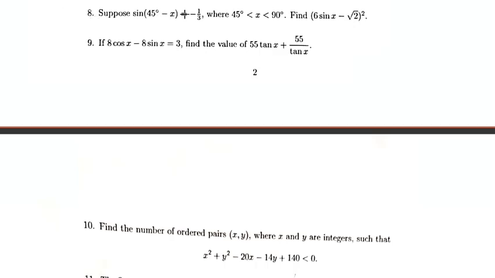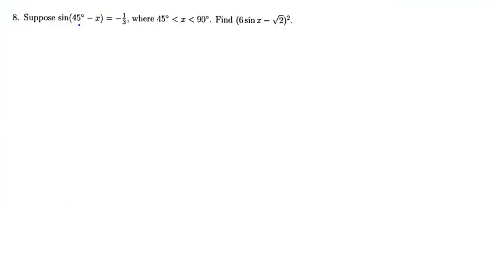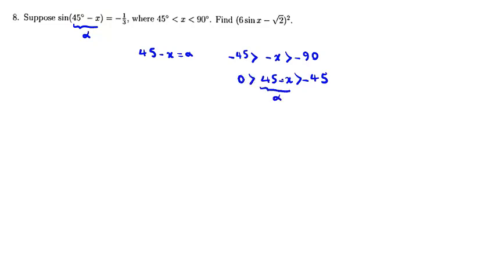Suppose sine of (45 minus x) equals negative 1/3, where x is greater than 45 degrees and less than 90 degrees. Find (6 sine x minus root 2) squared. Okay, so here we consider alpha equals 45 minus x. Then x is between 45 and 90, so negative x is greater than negative 90 and less than negative 45. If you add 45 to all three sides, it will be greater than negative 45 and less than 0, so alpha is between these.